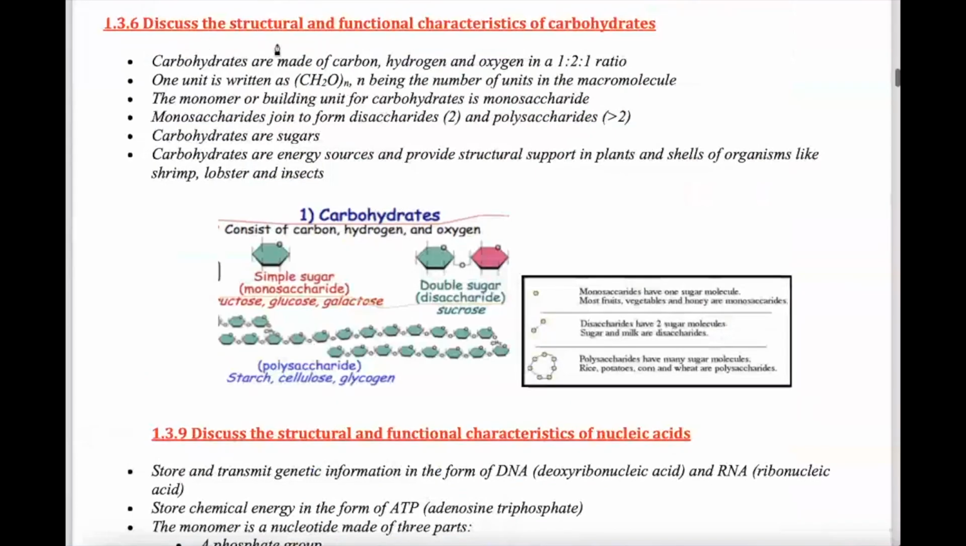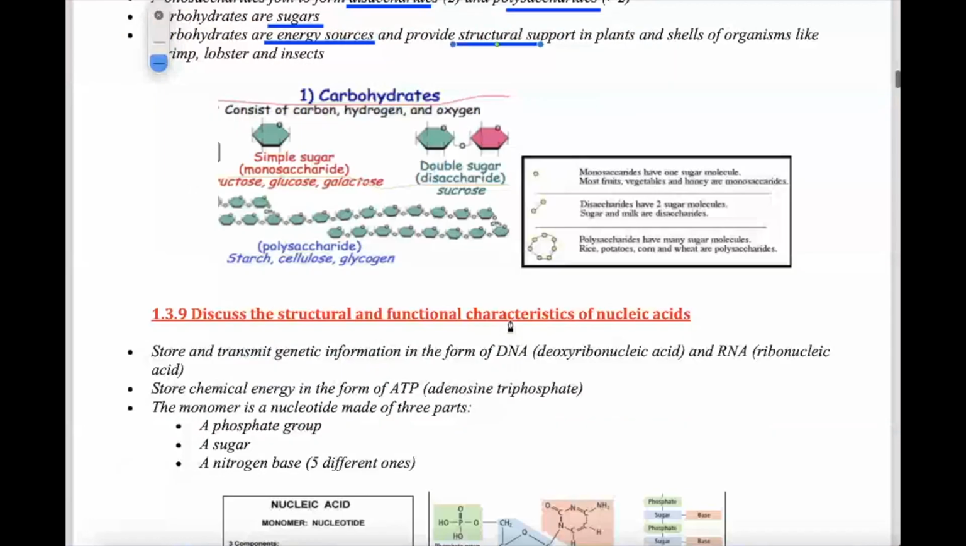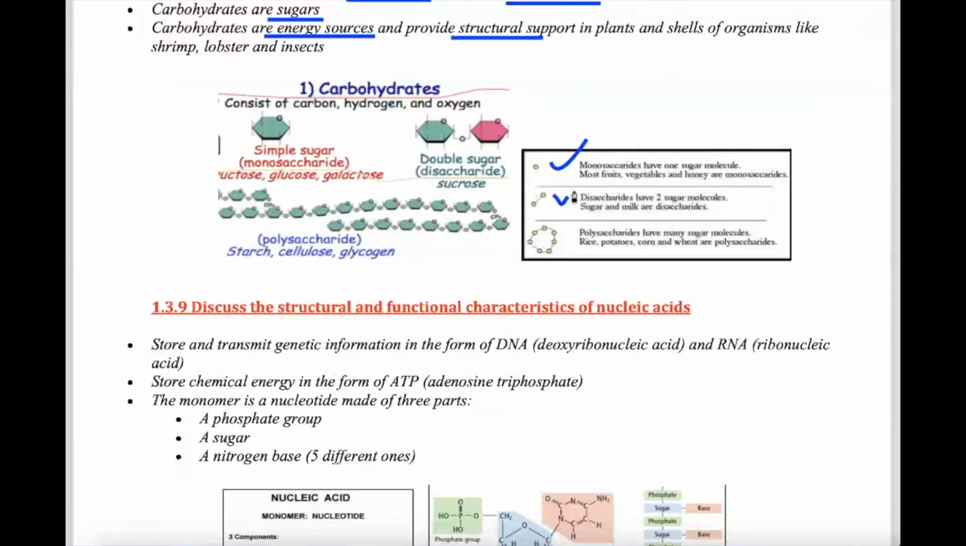Next, boys, discuss the structure and functional characteristics of carbohydrates. We have discussed them already. I will quickly go over it. Carbohydrates are made up of carbon, hydrogen, and oxygen in a 1-to-1 ratio, and their unit can be written as CH2O. Their monomer is monosaccharide. They can make disaccharide if there are two, and polysaccharides if there are more than two. They are sugars, and they are energy sources which also provide structural support. We studied all this in the table, for the monosaccharide, the disaccharide, and the polysaccharide.